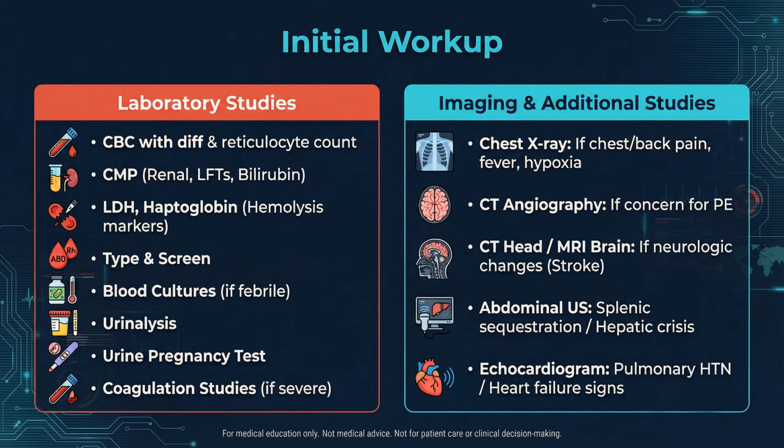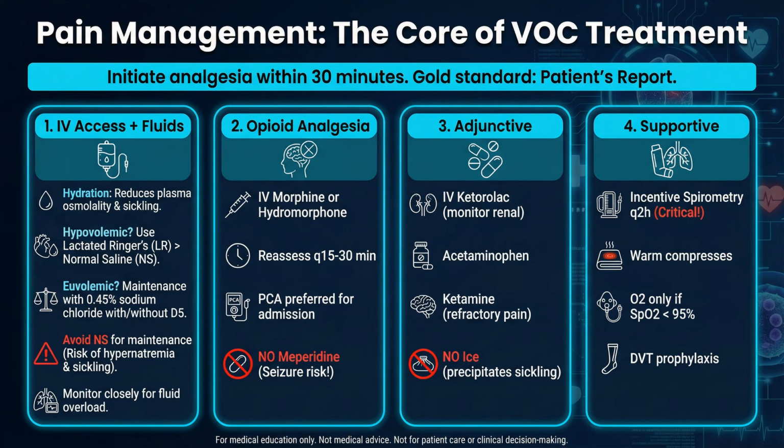On the imaging front, a chest X-ray is critical for any patient with chest pain, fever, or hypoxia to rule out acute chest syndrome. If you have any concern for a pulmonary embolism, remember these patients are hypercoagulable, so a computed tomography angiogram may be warranted. And of course, any neurologic changes mandate an emergent computed tomography or magnetic resonance imaging of the brain to rule out a stroke. Now, let's talk about pain management, which is the absolute core of treating a vaso-occlusive crisis.